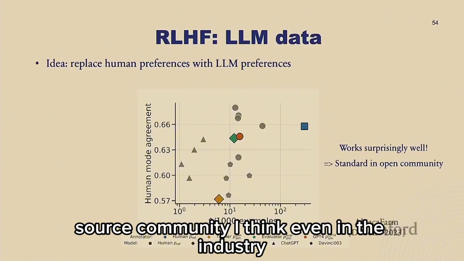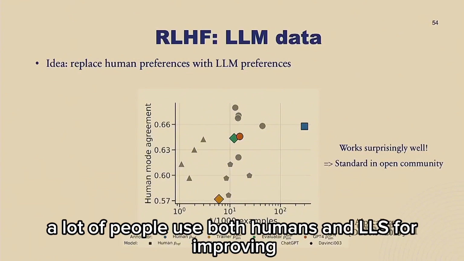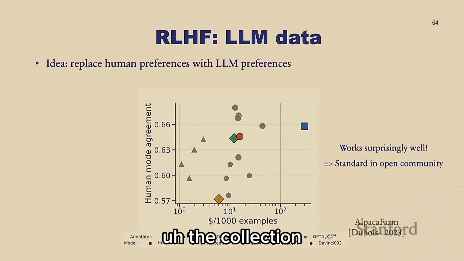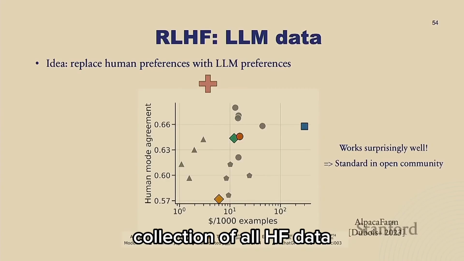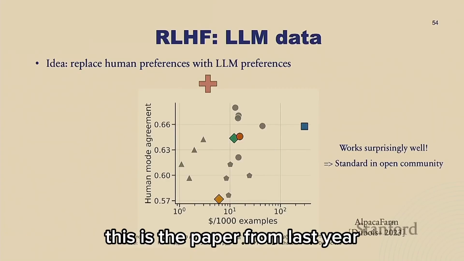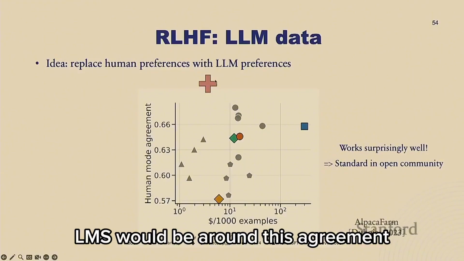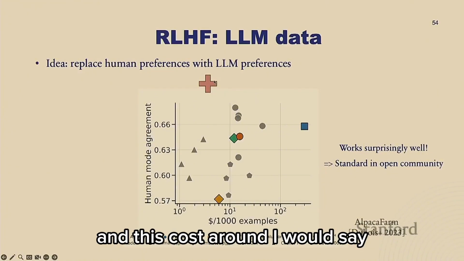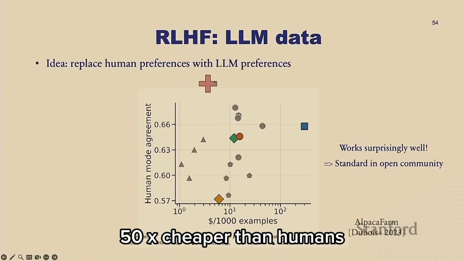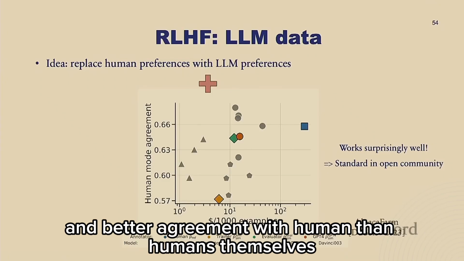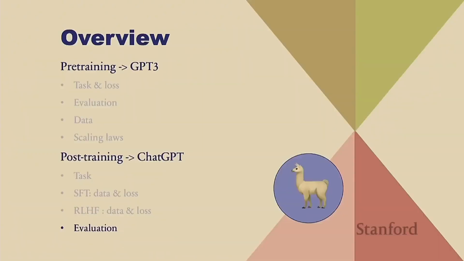I think even in industry, a lot of people use both humans and LLMs for improving the collection of RLHF data. And this is the paper from last year, but honestly now it's more like LLMs would be around this agreement and this cost. So around, I would say, 50x cheaper than humans and with better agreement than humans themselves.